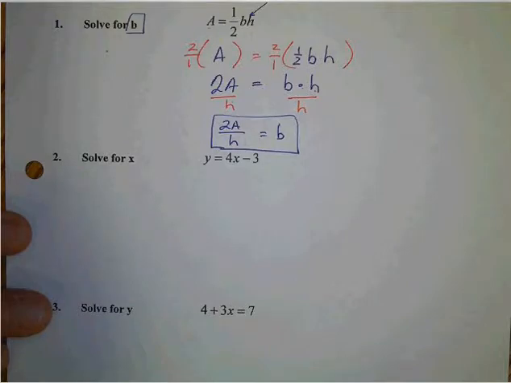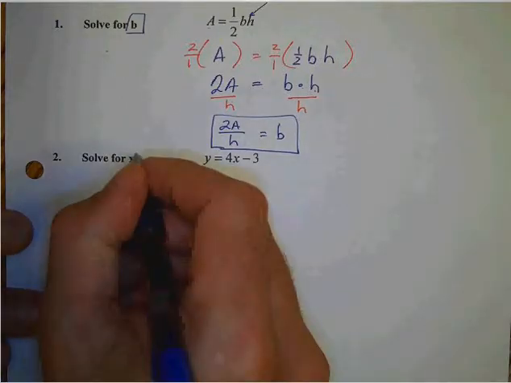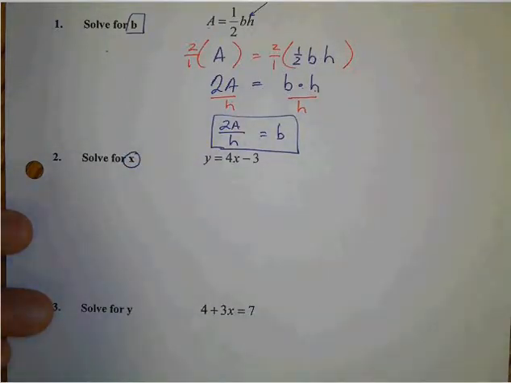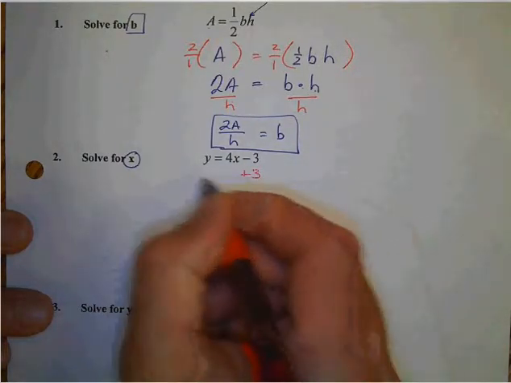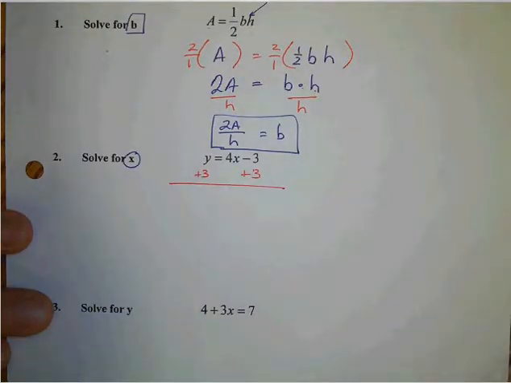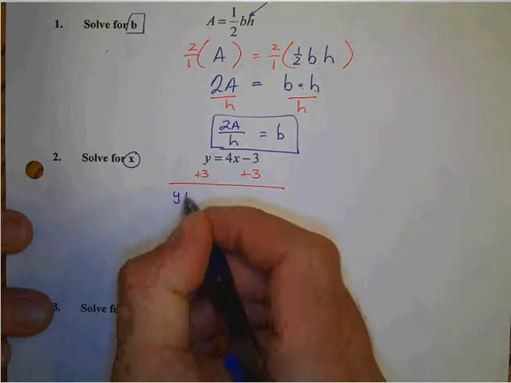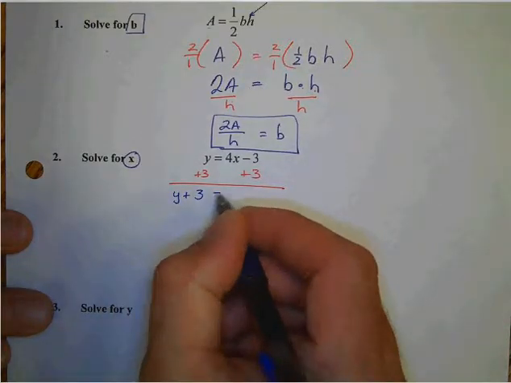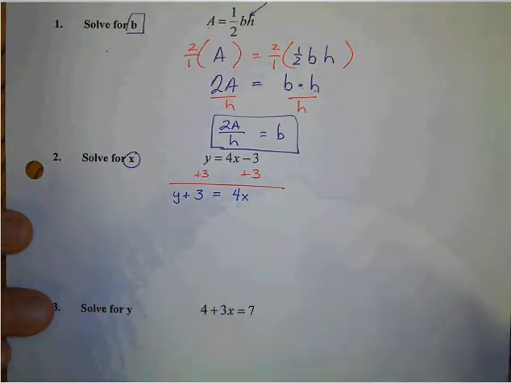y equals 4x minus 3. Here we're asked to solve for x. So the first thing we're going to do is get rid of the minus 3. To do that, we add 3 to both sides. And we're going to work on the vertical method here, keeping our equal sign straight up and down. So y plus 3 equals 4x.